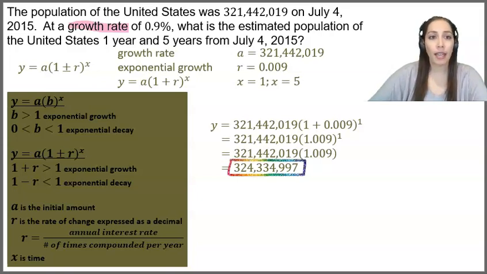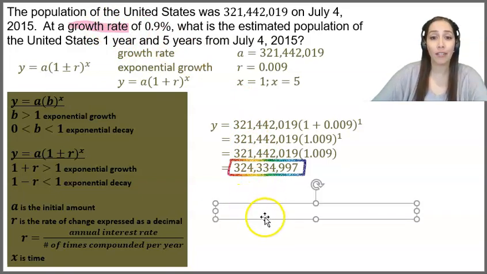You can see that in the original problem, we had 321 million. A year later, we have 324 million. So we do have growth. Our population has increased in 1 year. Now, let's see how high it's going to increase after 5 years.